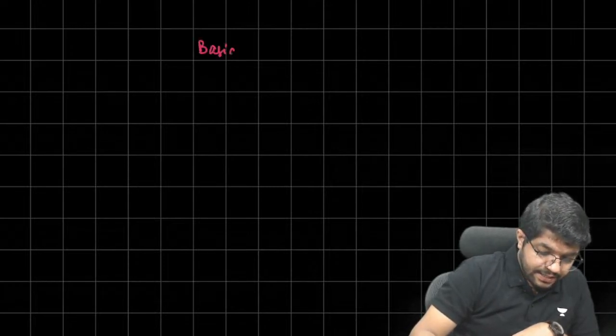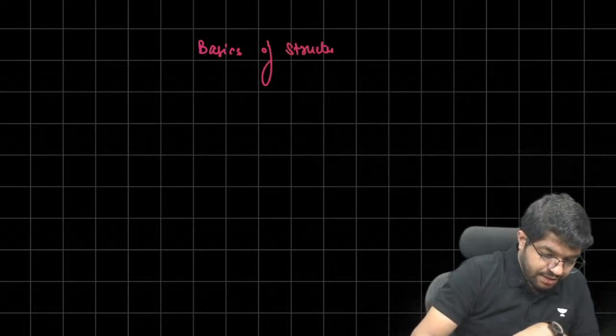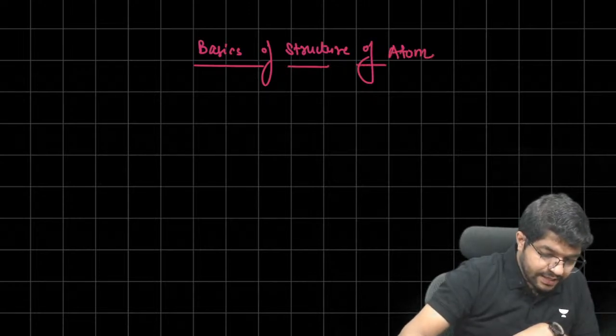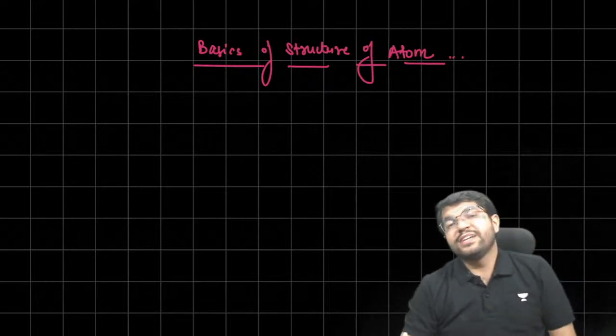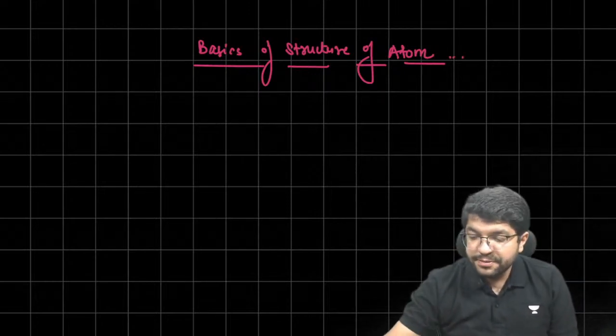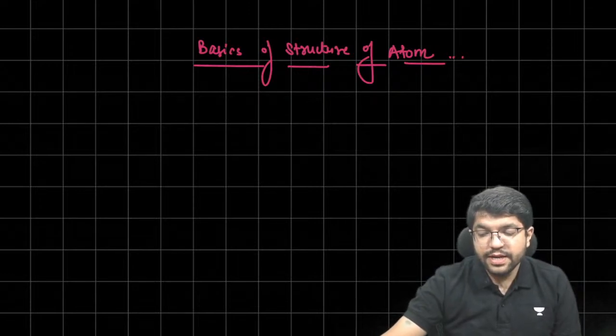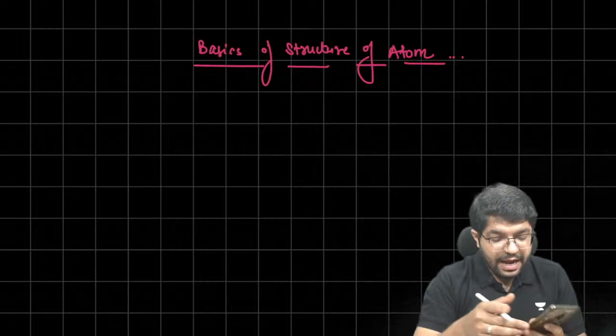The topic that we talk about today is basics of structure of atom. Typically, class 11th, chapter 2, structure of atom or atomic structure, and the topic here is called the basics of structure of atom.